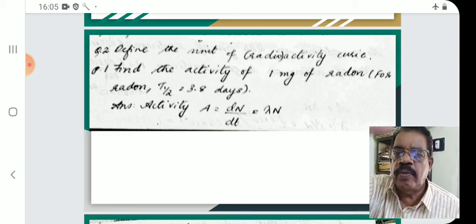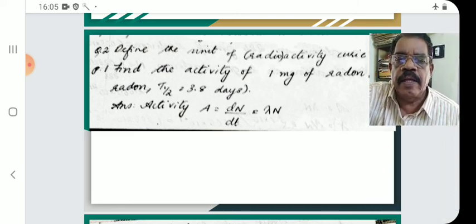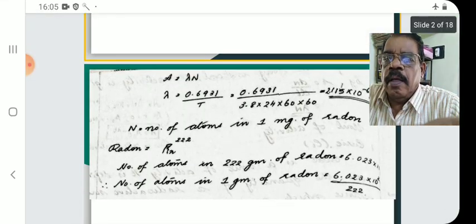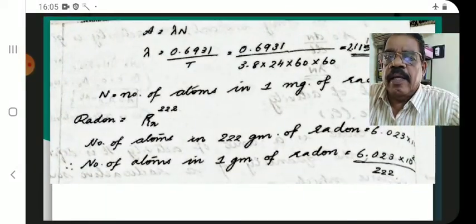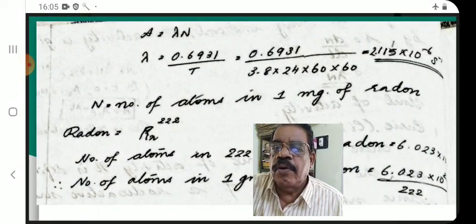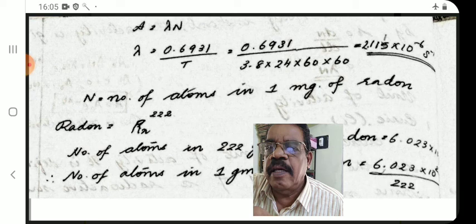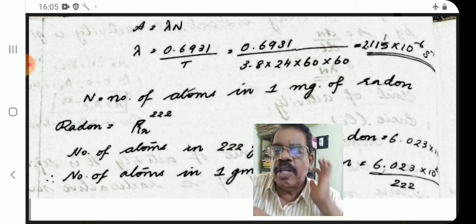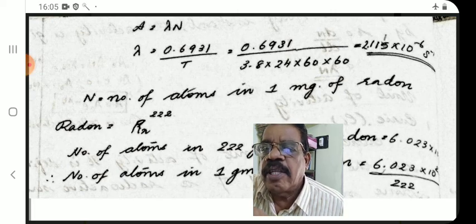So you know activity A is equal to dN by dt, which is lambda N. That is, activity is lambda N. Therefore we can find lambda, the decay constant, and therefrom we can determine the activity.